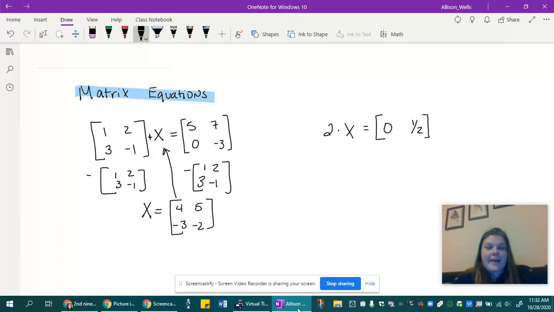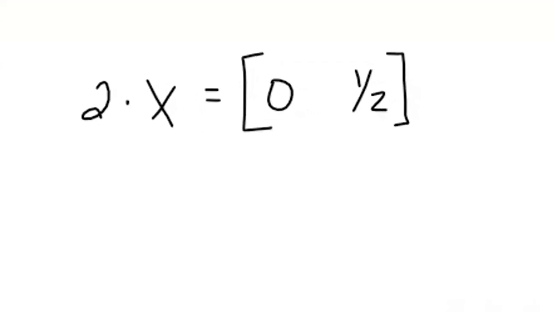Over here on the right, we have multiplication with a scalar. Again, the x represents an unknown matrix that got multiplied with 2 and resulted in 0, 1, half. Now this one's pretty simple, so you could probably logic your way through it, but let's see how you would do it algebraically in case you see one that's more complicated.